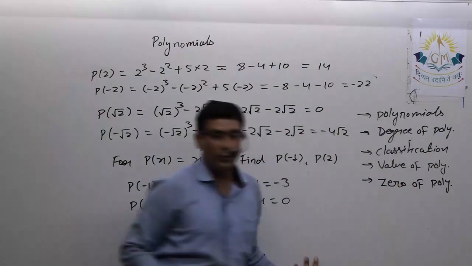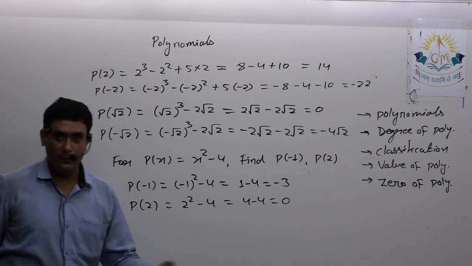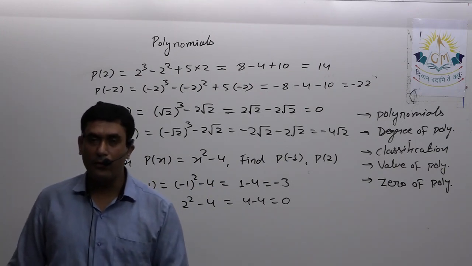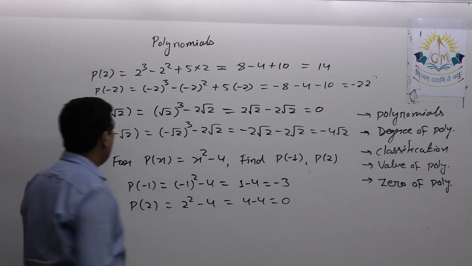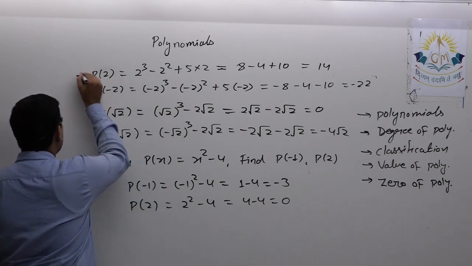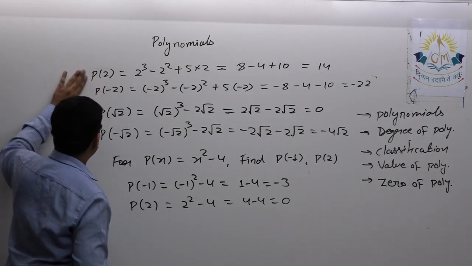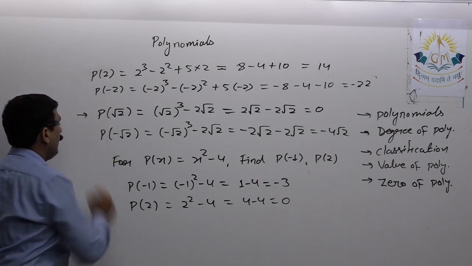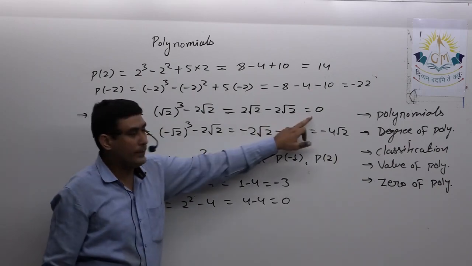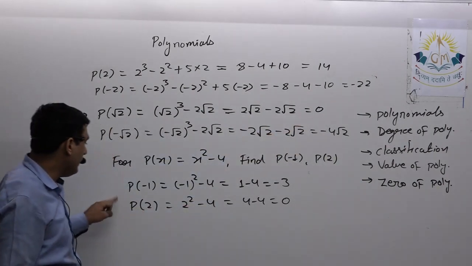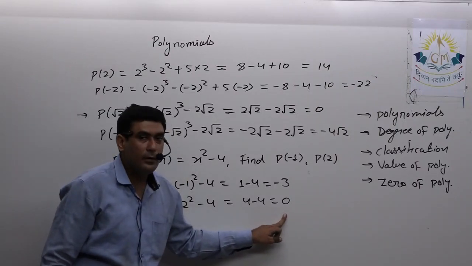Zero of a polynomial. Now what is the zero of a polynomial? In short, I can say it is that value of the variable, x or y, for which the polynomial becomes 0. For example, over here at x equal to root 2, the value of the polynomial becomes 0, isn't it? Similarly, over here at x equal to 2, the value of the polynomial becomes 0.